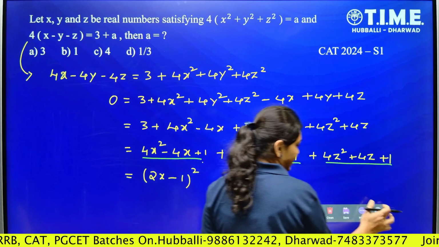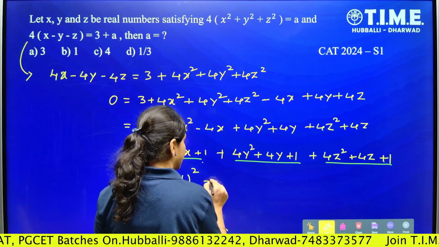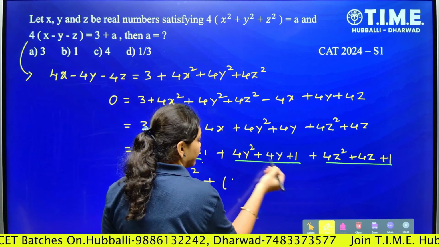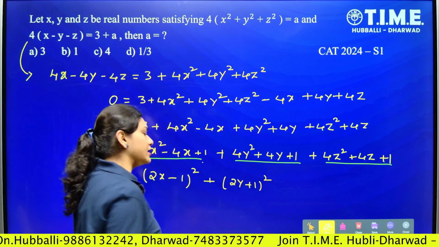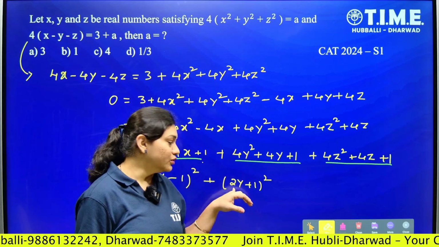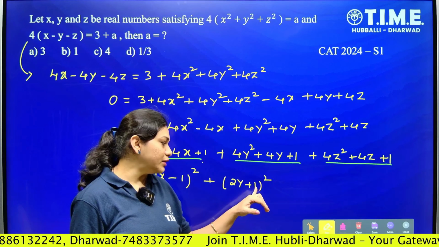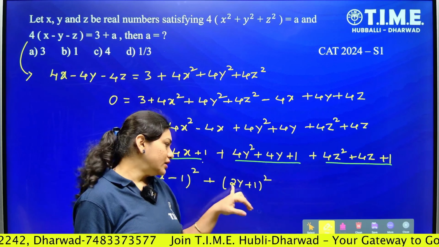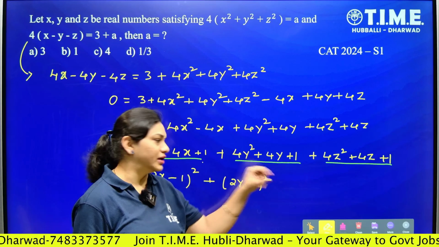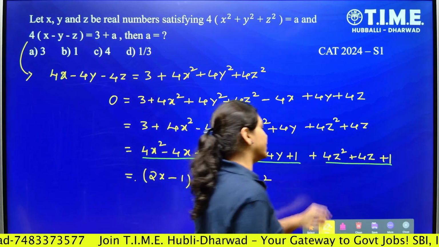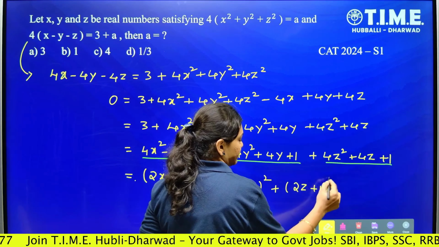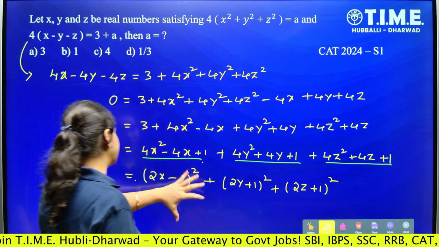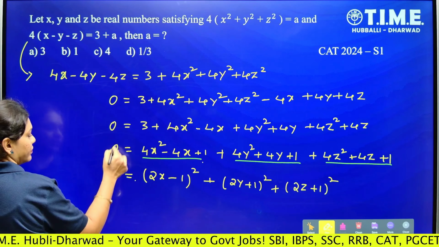So take it that way. Since we have the y term here, it is (2y plus 1) whole square. Again check it, it will be the same. 2y whole square is 4y square and b square is 1 square, which is 1 only. 2ab in the sense 2 into 4y. Okay. Then again simplify this one. We can write this as (2z plus 1) whole square. Okay. Now this entire term is equal to 0.